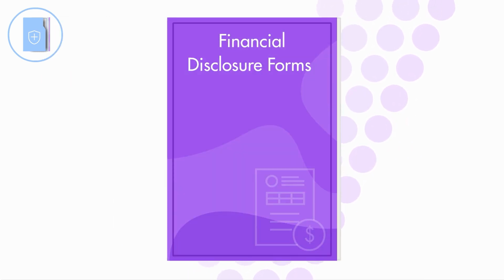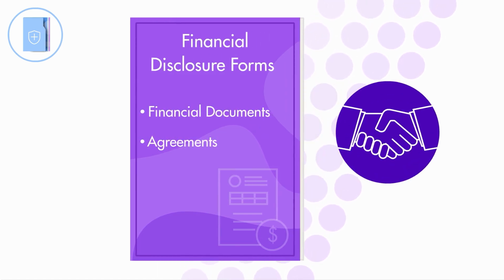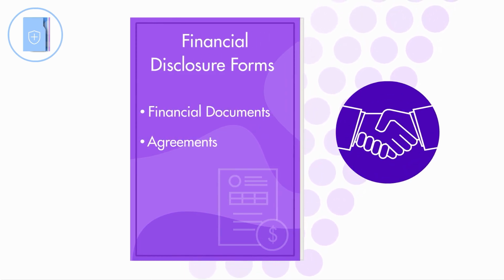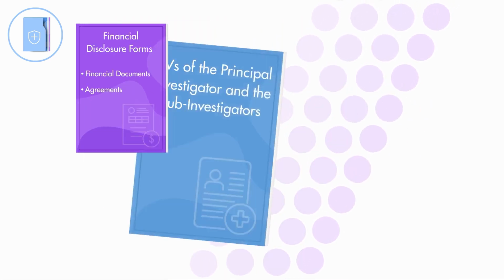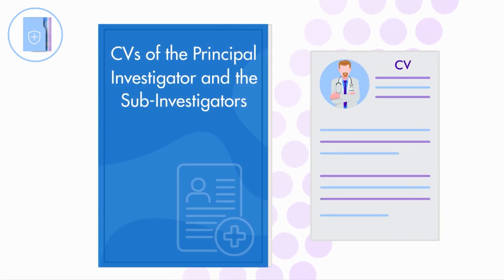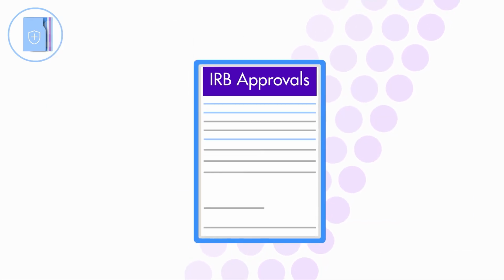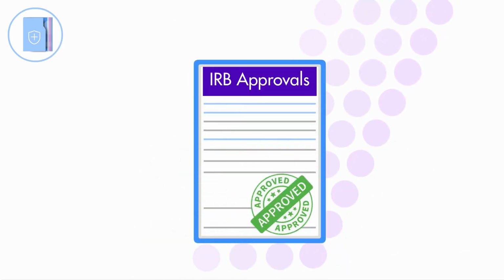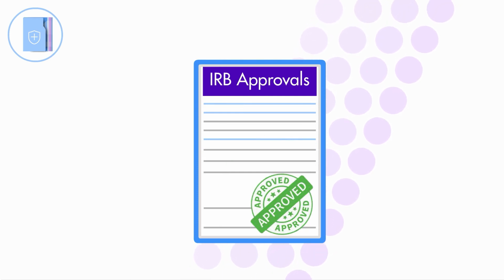Next come the financial disclosure forms. All financial documents and agreements entered into by the investigator and the sponsor are treated as essential documents. The CVs of the principal investigator and sub-investigators, as well as their medical licenses, are also considered essential documents. And finally, the IRB approvals for all the various documents mentioned earlier are regarded as essential documents.